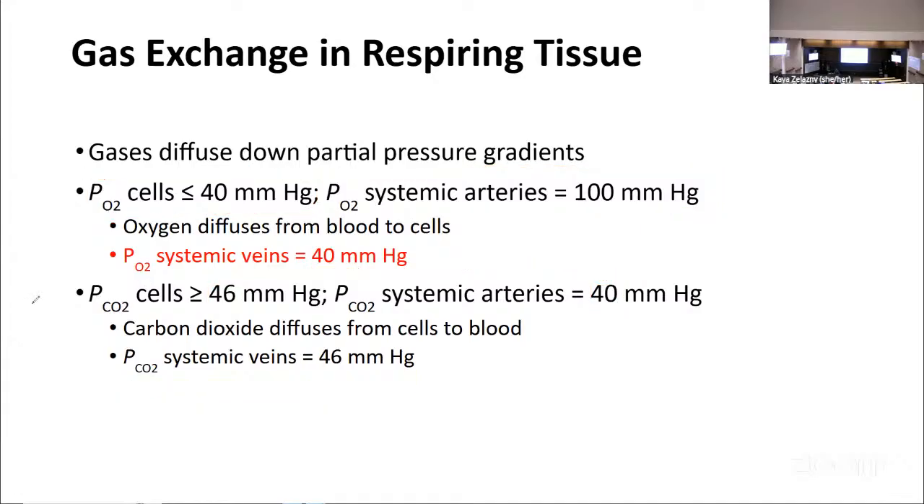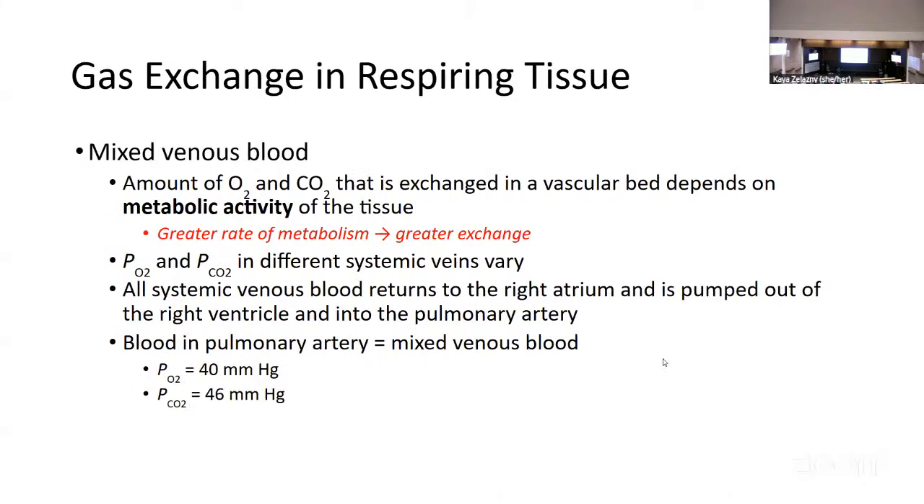So these are the numbers that you want to remember. 100, and we've got 40 in two places: 40 for oxygen and 40 for carbon dioxide. And then our higher number for carbon dioxide is 46. Okay. So the chart looks like a lot. The figure of all the blood and partial pressures moving around has a lot of numbers on it, but most of them are the same numbers. So we're thinking about that mixed venous blood and why we see these partial pressures of oxygen and carbon dioxide in them.